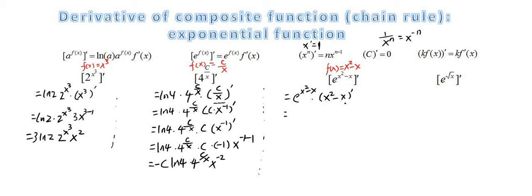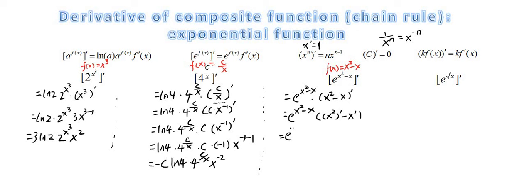Okay, and for this derivative, that is the difference rule. The derivative of the difference of two functions means we're gonna take the derivative of each function. So we have e to the power x squared minus x, and we take the derivative of each function. For the first derivative, we can apply the power rule, and for the second one, we can directly use the derivative of x equals 1. Okay, so we can simplify it.